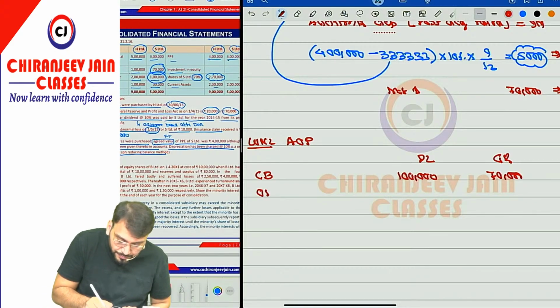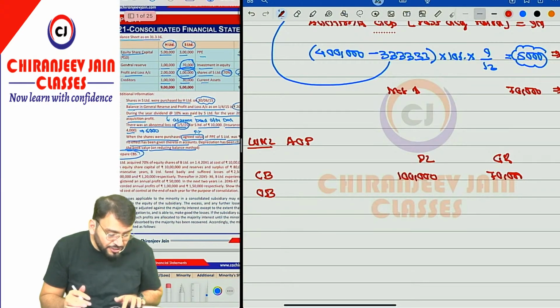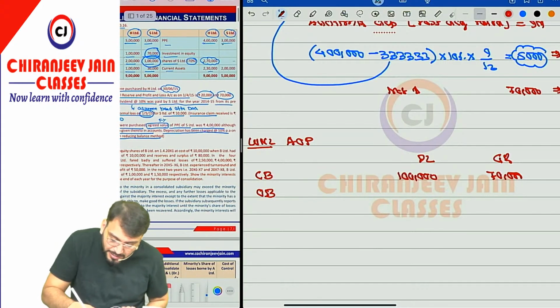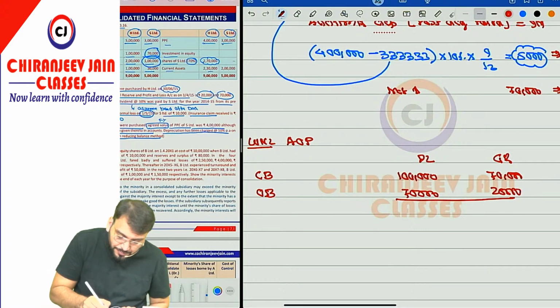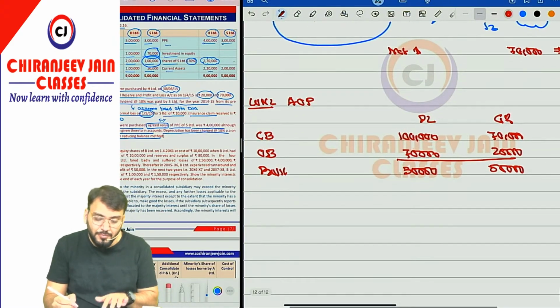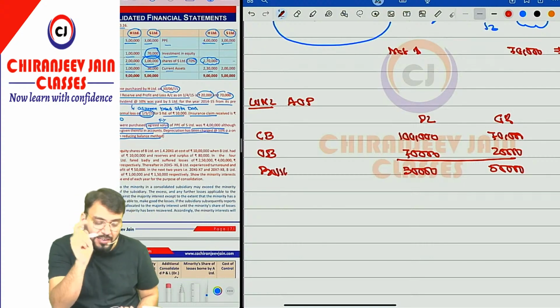Opening balance is what? Tell me. Opening balance is how much? That is 70,000 and 20,000. So what is the profit after dividend? Profit after dividend is 30,000 and 50,000. Got this, fine? Correct. Now two adjustments are there. One is abnormal loss, one is final dividend paid.